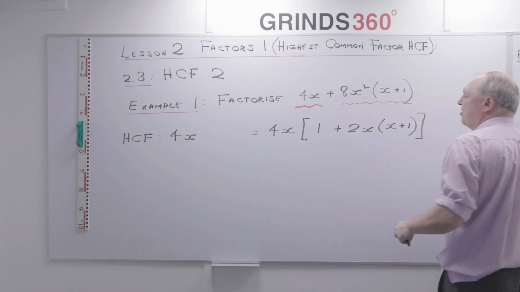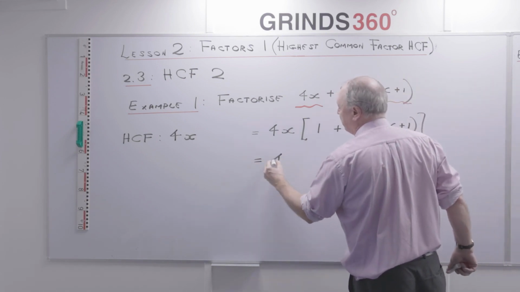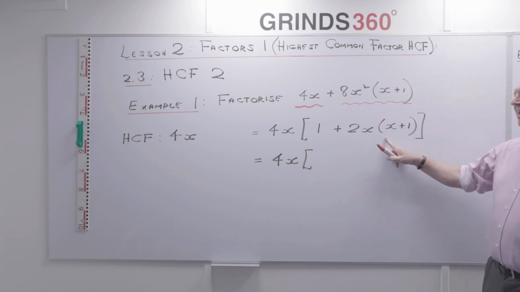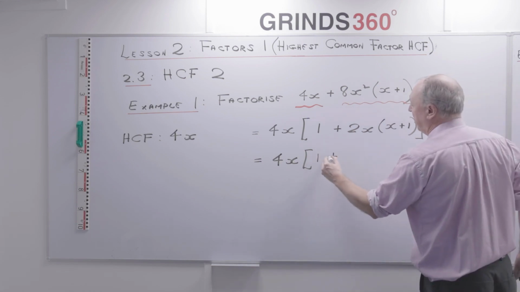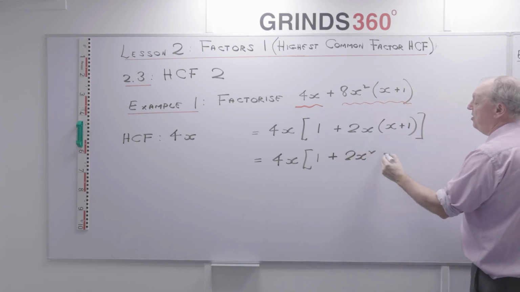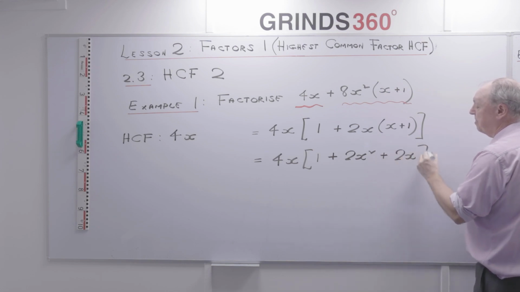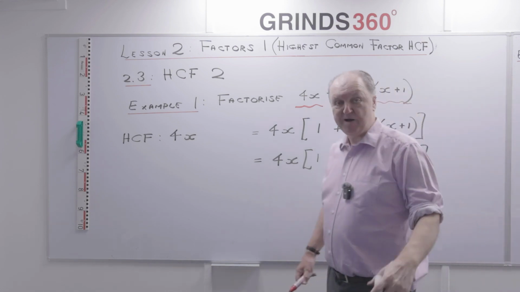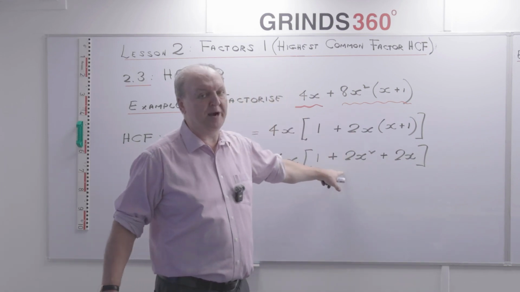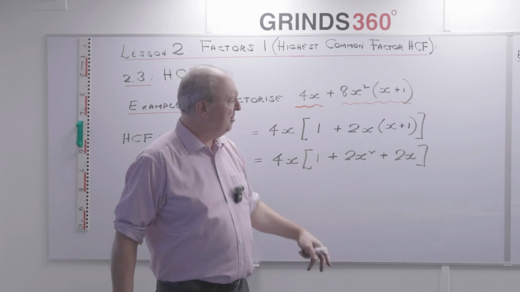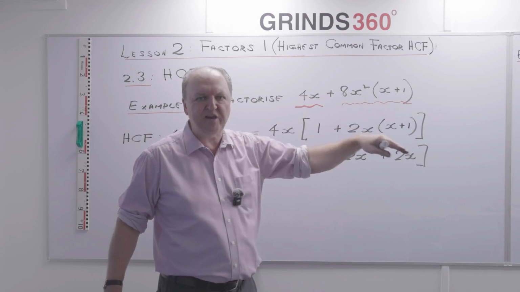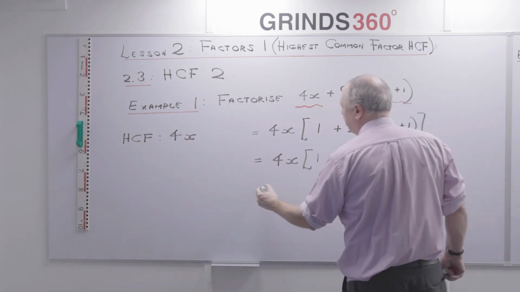Now, we'll do a little bit more tidying up inside these square brackets. So that's equal to 4x times. Let me multiply what I have inside here. So I've got 1 plus 2x by x, 2x squared, and 2x by 1, plus 2x. And now, there's no tidying up to be done here, because all these terms inside the square bracket are different. They're not like terms, but I do like to rearrange them. I always like starting off with the highest power of x and then gradually move down. So here's my final answer.